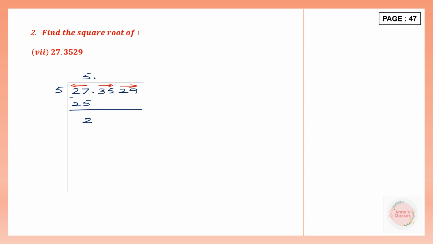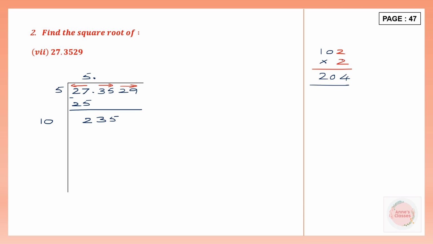Now carry this point up, bring down the next pair. This is 235 now. Next step, double this. 5 into 2 is 10. So I have 10. Now I have to write a digit next to 10, so that when I multiply, I get a number close to 235. So let me write 2 and multiply this by 2. So next to 10, I have put 2 and I am multiplying with 2. 2 2s are 4, 2 zeros are 0, 2 1s are 2.